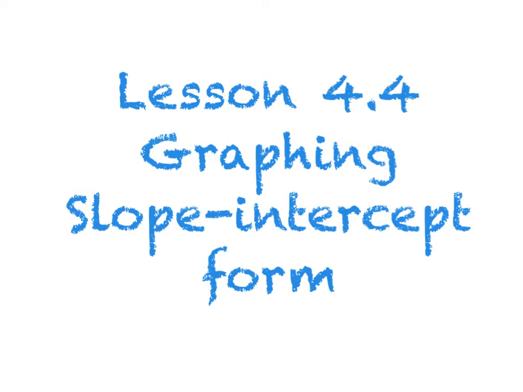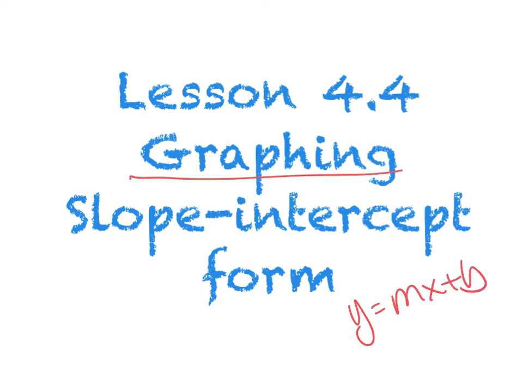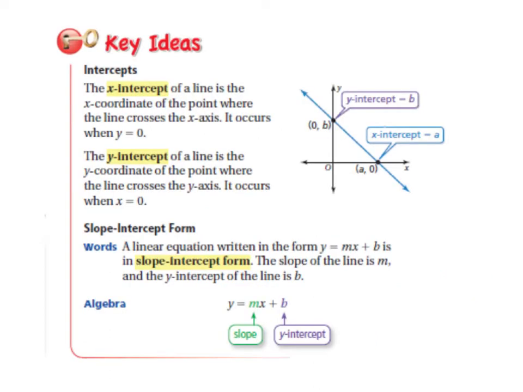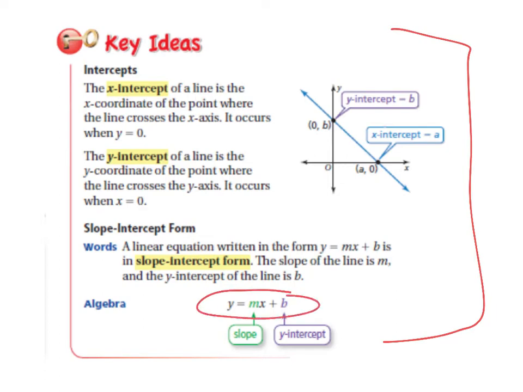We've talked about slope-intercept form, which by now everybody should know how to say. It's y equals mx plus b. But now we're going to concentrate on the graphing side of it. So this is what you should already have in your notes. We're going to concentrate on two of these. So here's our equation. We're going to concentrate on the slope and the y-intercept.